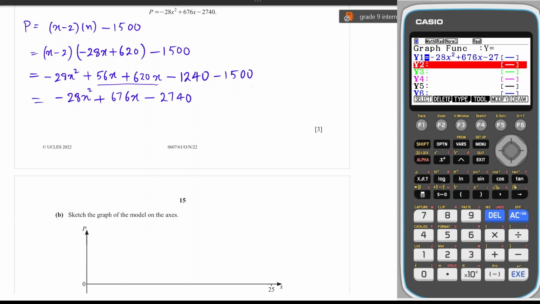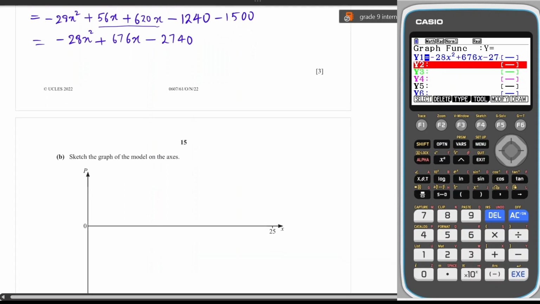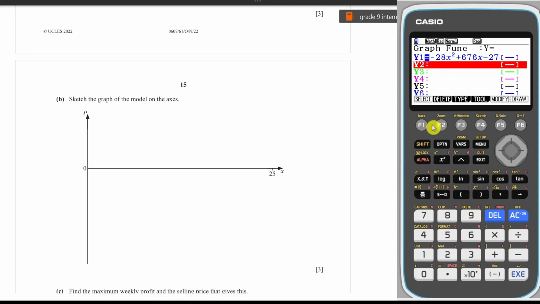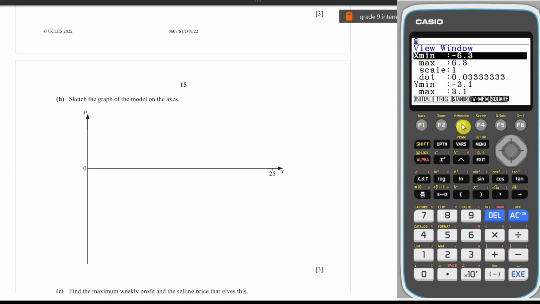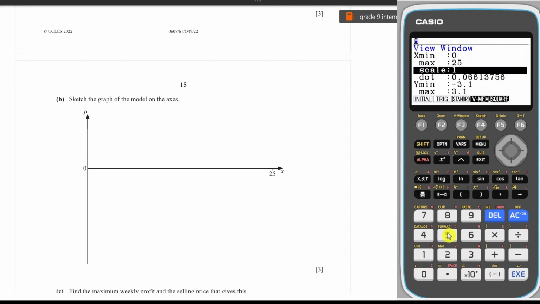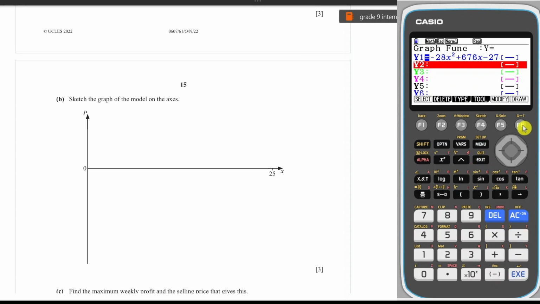This is my graph. Now the settings have to be such that x is from 0 to 25. So shift new window. The x minimum is 0 and maximum is 25. And they haven't given these settings, so you'll have to just figure that out also. So let's draw this. Okay, exit, and now draw this.